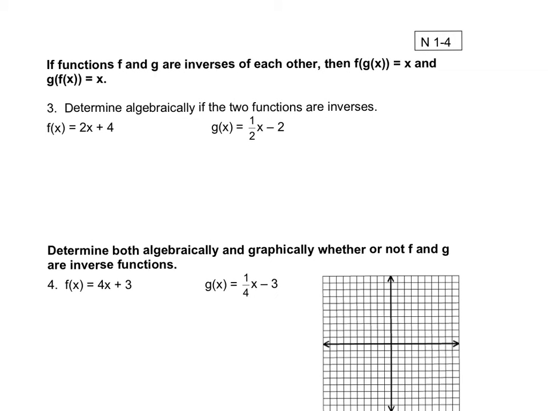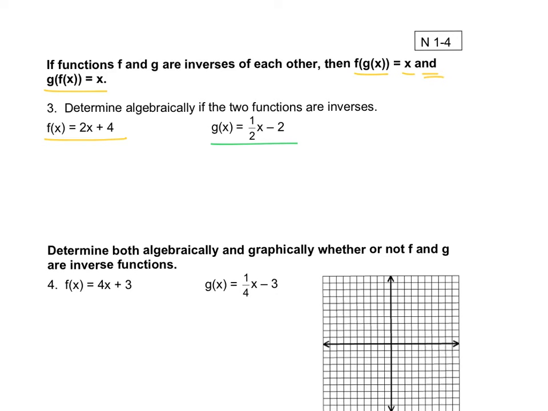Okay, so it says if functions f and g are inverses of each other, then f of g of x, which is a composite function, equals x, and g of f of x equals x. So algebraically, we're going to plug in using composite functions and make sure both of those equal x. So f of x is 2x plus 4 on this first one, and g of x is 1/2 x minus 2.